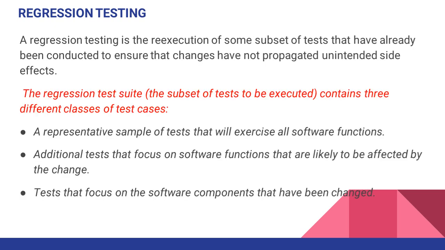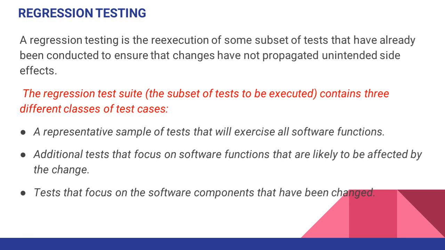The regression test suite should contain 3 different classes of tests: a representative sample of tests that will exercise all software functions, additional tests that focus on software functions that are likely to be affected by the change, and tests that focus on the software components that have been changed.